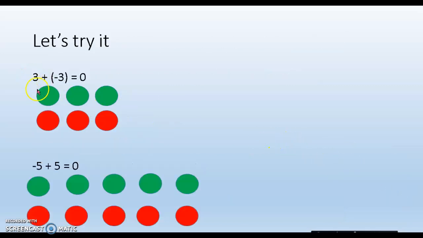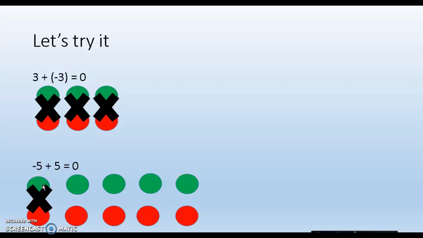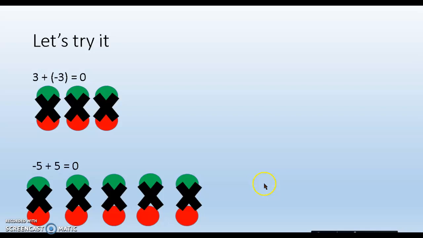Let's try it. If we have 3 positives and 3 negatives, well, that equals 0, that equals 0, and that equals 0. So 3 plus -3 is 0. Same thing, if we have 5 negatives and we add 5 positives, that's a 0 set, and another 0 set, and another. So any number and its opposite is going to be 0 because these are all 0 sets.